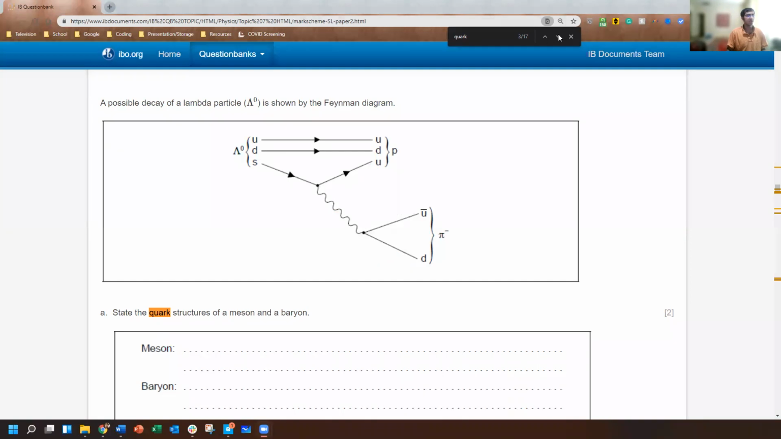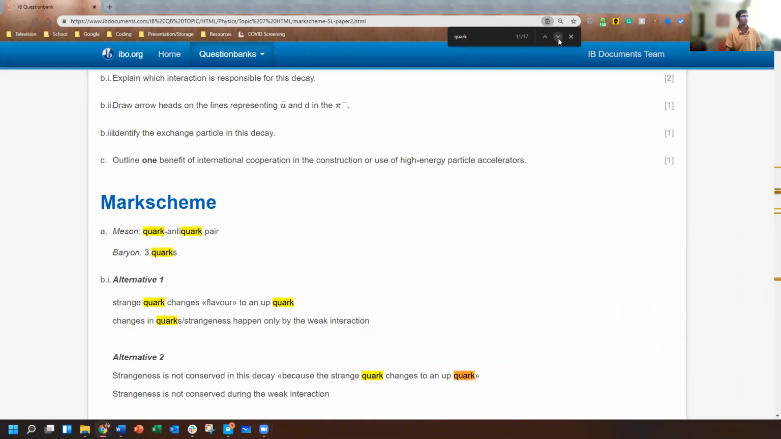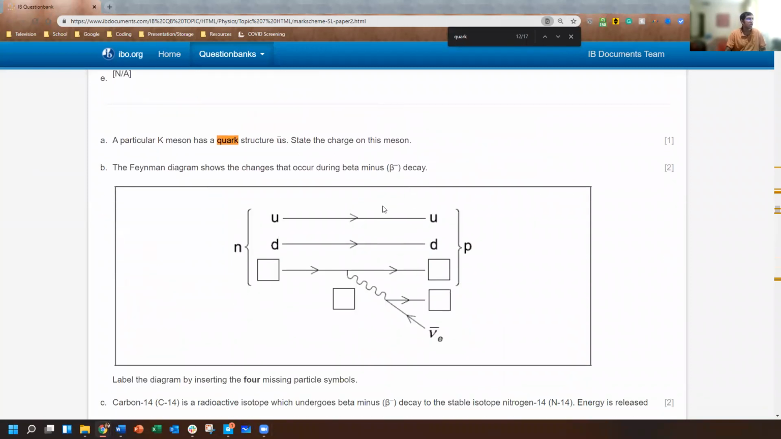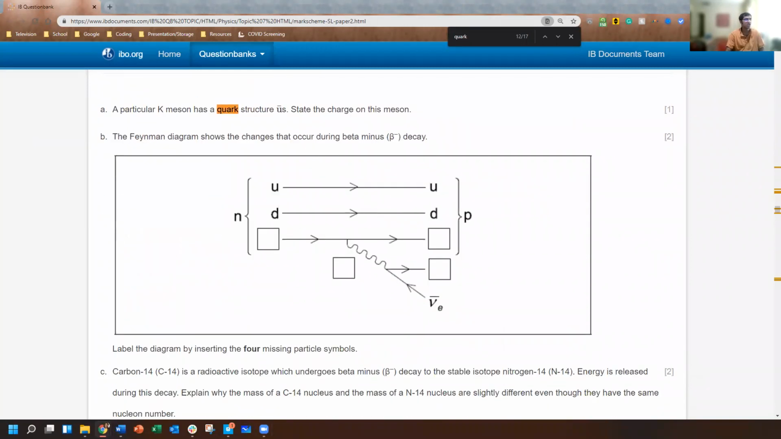Going back. So now this Feynman diagram shows changes that occur during beta minus decay. Now label the diagram by forming some particles. So you have up. Neutron is made up of up, down, down. A proton is up, down, up. Okay, so now what else? We're going to have some weak interaction here. So W either minus or plus, and then here during beta minus decay, we have an electron emitted.